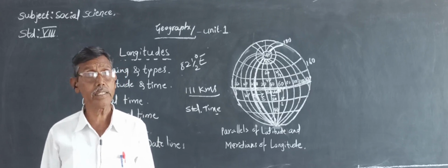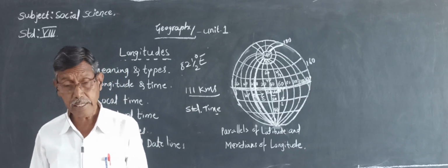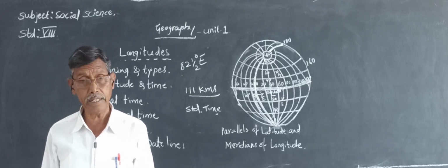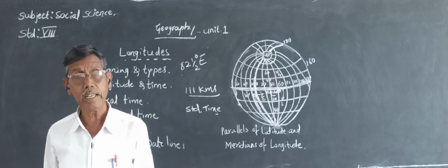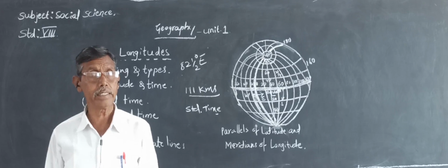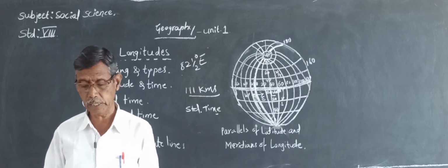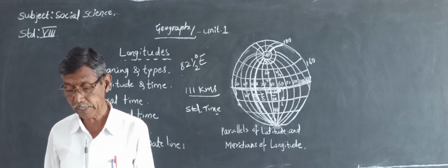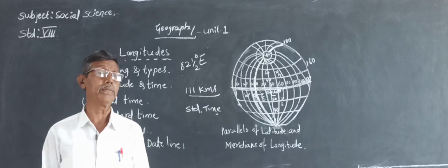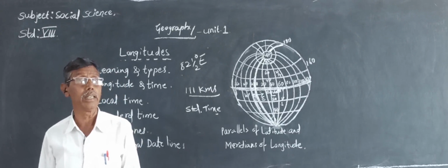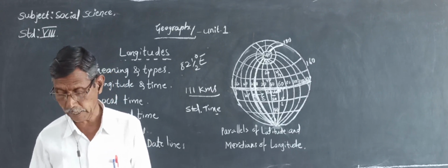This solved the problem. Large countries like Russia, USA, Canada, and Australia have a vast longitudinal extent. Therefore, they have different time zones, because they cover a large extent.